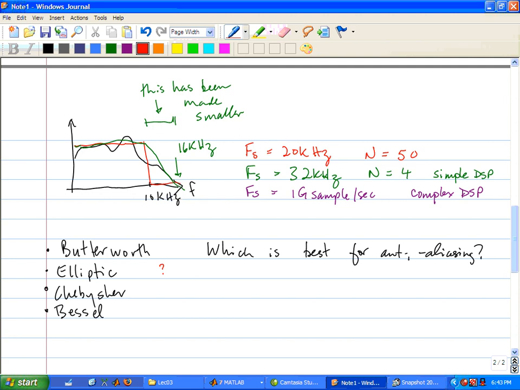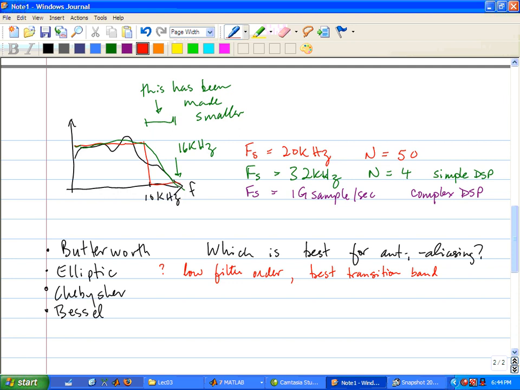Okay, so elliptic gives us low filter order and best transition band. Does that mean it's the best? I agree. It's actually a trick question, right? I put it in there for a reason. There is no best. It totally depends on what you're looking for.